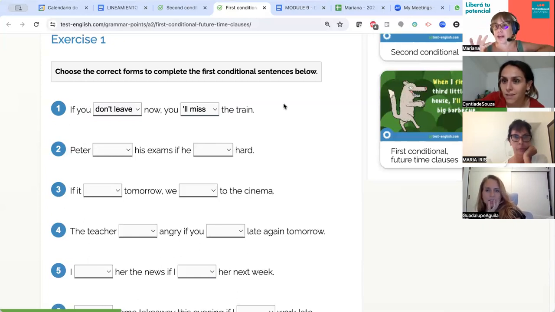Podrías lo llevarías al caso imaginario. Claro. Aquí sería imaginario, perderías el tren, y acá perdés el tren. It's a possibility. If you don't leave now, you will miss the train. So hurry up. Okay? Listo, ahí está.